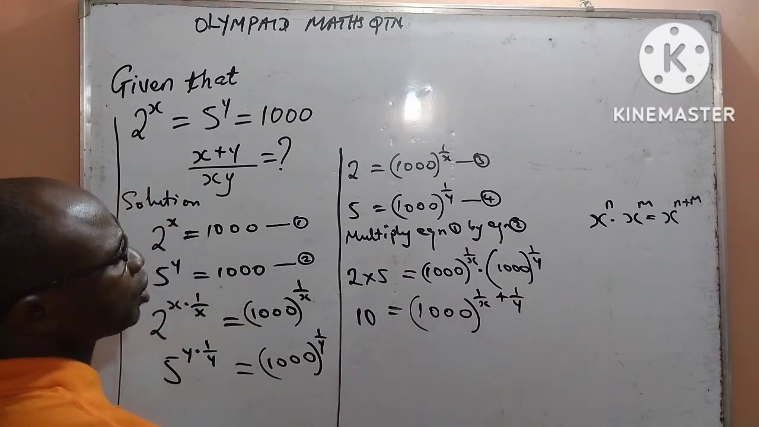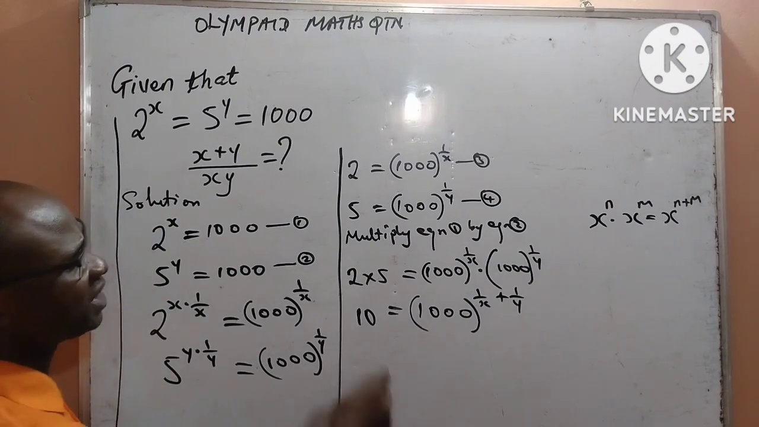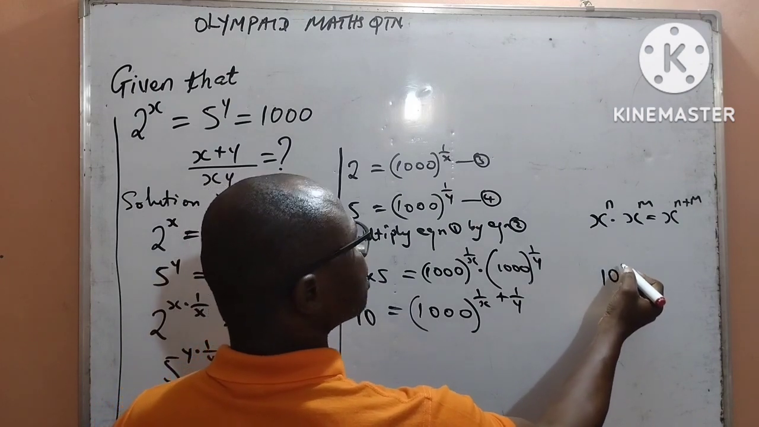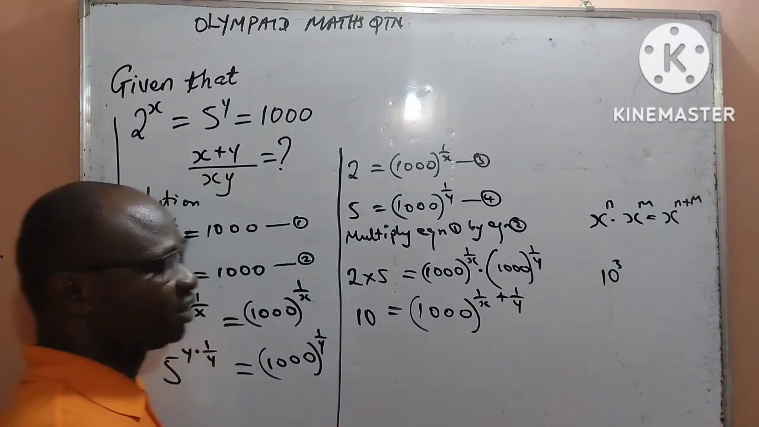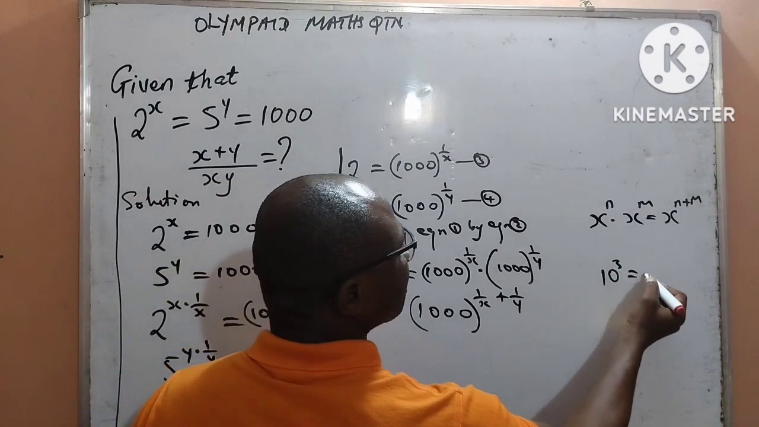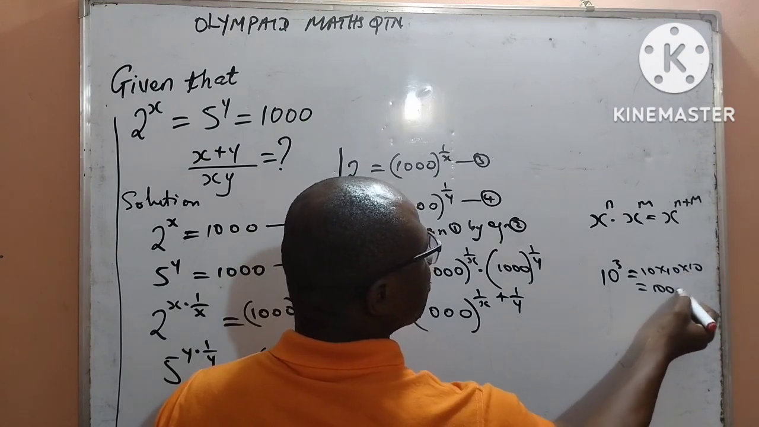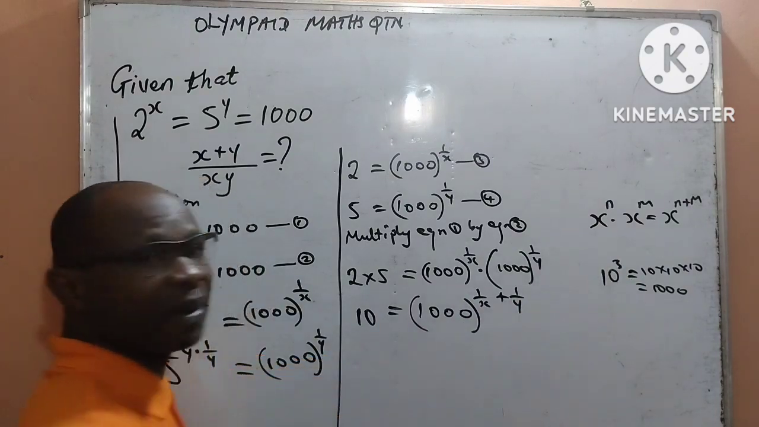Now, we continue to move forward, but you can see and agree with me that this 1000 can be written in base 10 to become 10 raised to the power 3, okay? Because 10 raised to the power 3 is written as 10 times 10 times 10, which is simply 1000. So I will now replace my 1000 with 10 to the power 3.